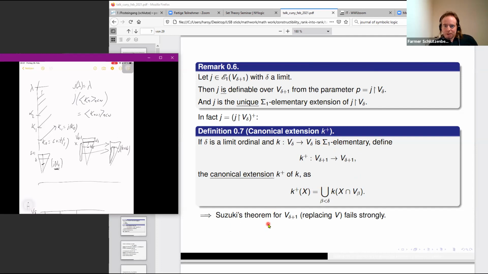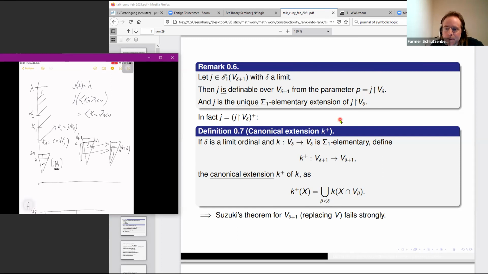So there's this natural way to extend a given embedding of V delta to itself into the unique possible extension on V delta plus 1. And this process, moreover, is all definable over V delta plus 1. If we've got J, which is Sigma 1 elementary from V delta plus 1 into itself, we've got this parameter J restricted to V delta. So definably in V delta plus 1, we can do this canonical extension process and figure out what J should do on a given set.